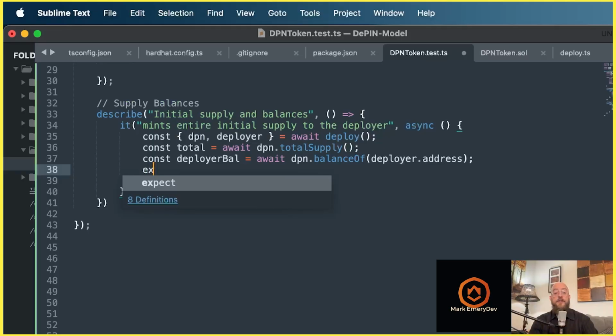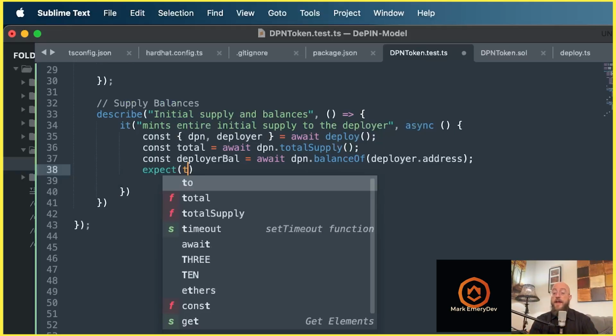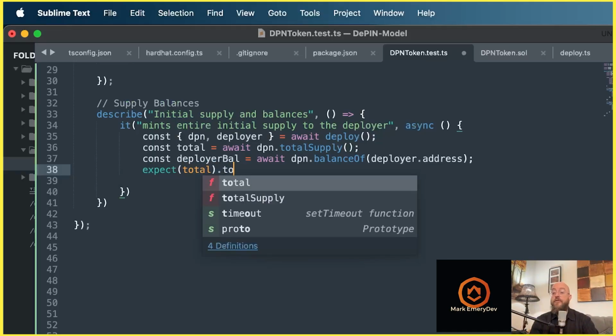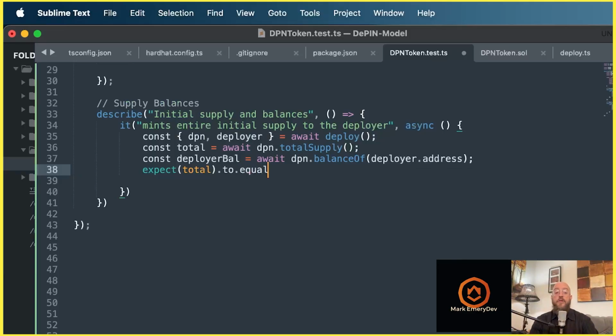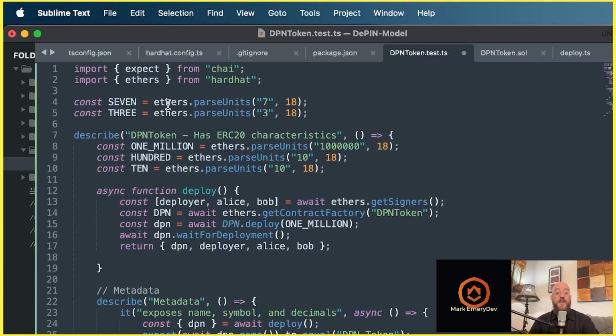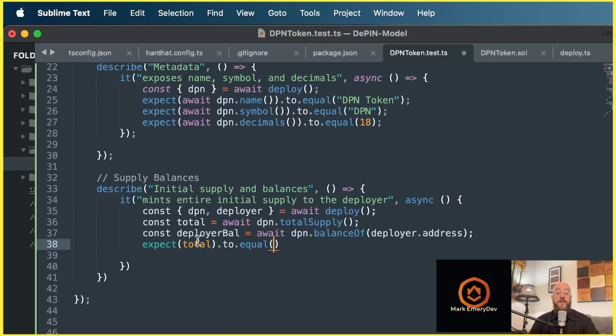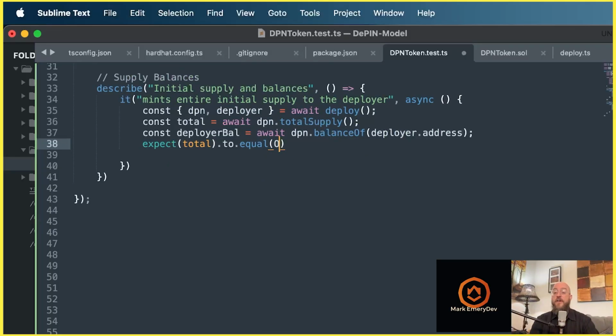Well, we should expect that total to equal, and here's where we get to use one of our initial setups here, okay, 1 million. Instead of having to type all this, we can just say 1 million, and it's just cleaner code, okay? And semicolons. This is our final closing bracket. These two are with our describe block, and the describe curly and the it curly, okay? So we start to see that pattern, okay?